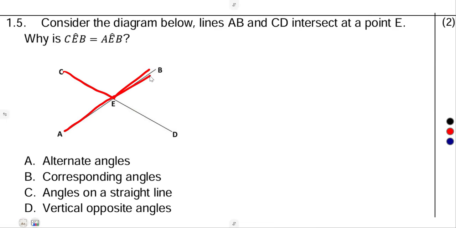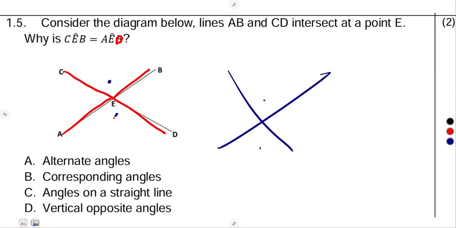AEB. All right. No. They wanted to say AED, not B. AED. AED. Why are they equal? Those are referred to as what? Vertically opposite angles. The angles that are formed where two straight lines intersect. Remember that. We talk of vertically opposite angles. So the best answer there was going to be D. All right. That is our question 1.5.